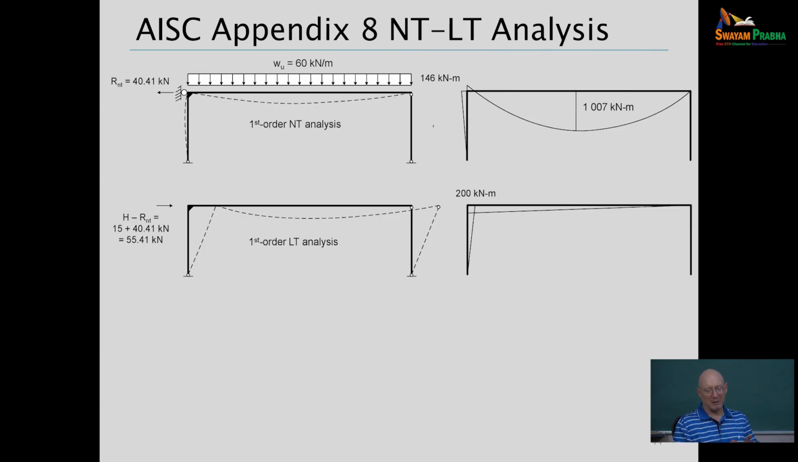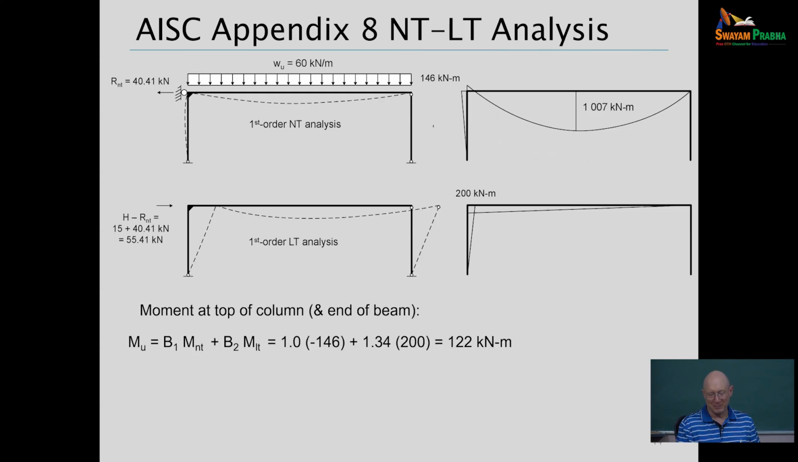We take our first order analysis results from the NT analysis, and first order analysis results from the LT analysis. We combine them: B1 times MNT plus B2 times MLT in whatever column I'm looking at. I'm looking at the column on the left here. I get my estimate of the maximum moment in that column. It would be at the top of the column, 122 kilonewton meters.